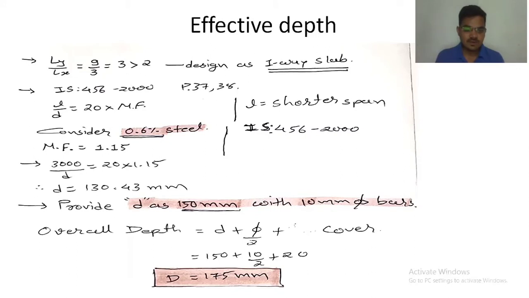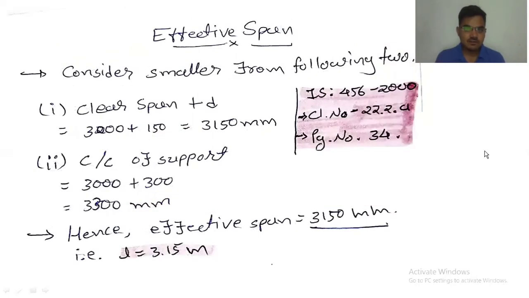So my overall depth is effective depth plus half of the diameter of the bar plus clear cover. Cover is 20 mm and diameter of reinforcement is 10 mm. So my overall depth is 150 plus 5 plus 20, which is 175. Now the effective span. The effective span criteria is given at page number 34.